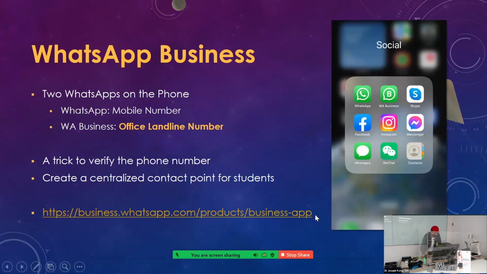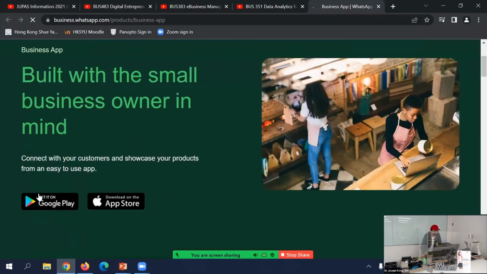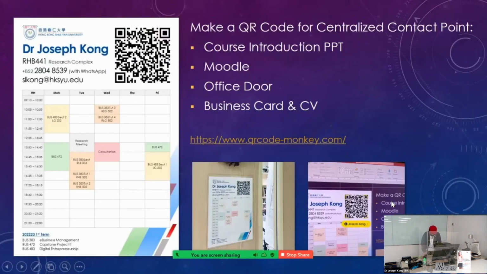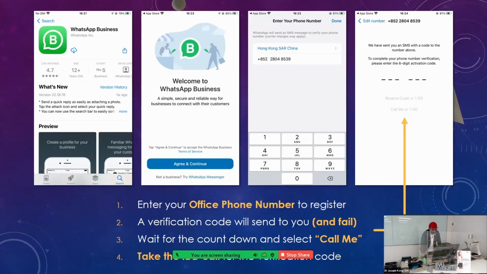In case you would like to know more about this app, the first link is already included in the handout. So in case you would like to download this app, this is the Android version, and this is the iOS version. So serve yourself. Now, let me show you how to do this type of registration. There's a trick to registering WhatsApp Business. The first step, of course, is to go to the Play Store or the App Store to download WhatsApp Business. Now, let me show you with my cell phone.